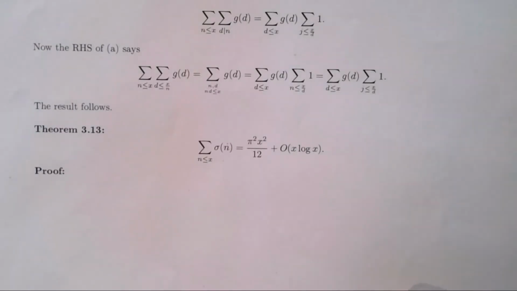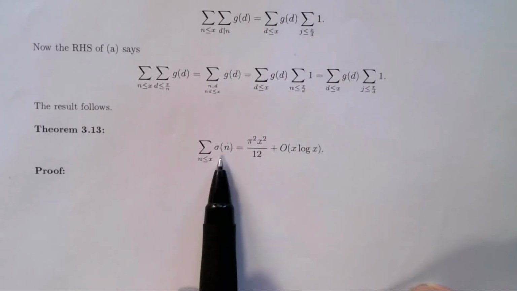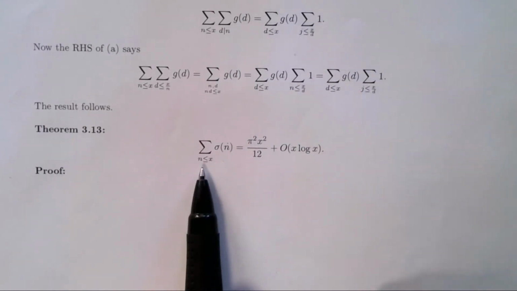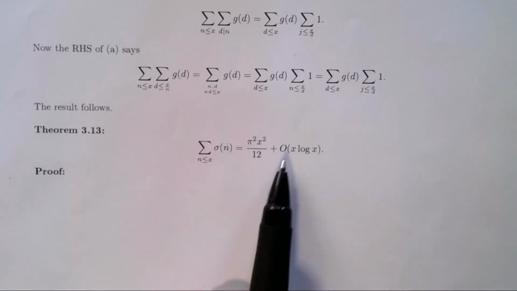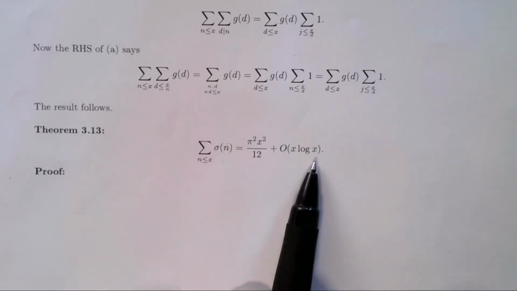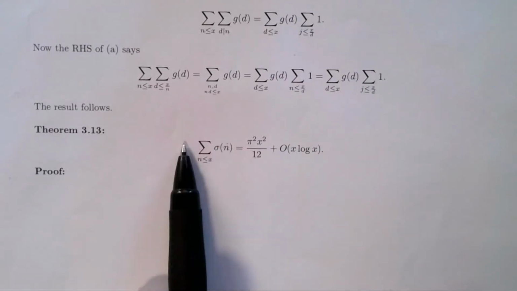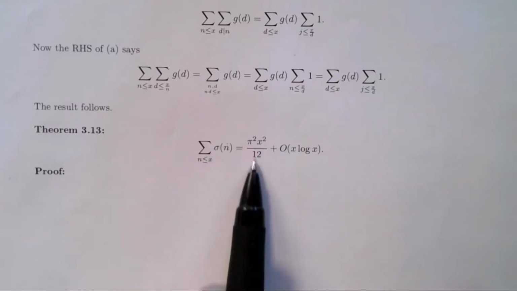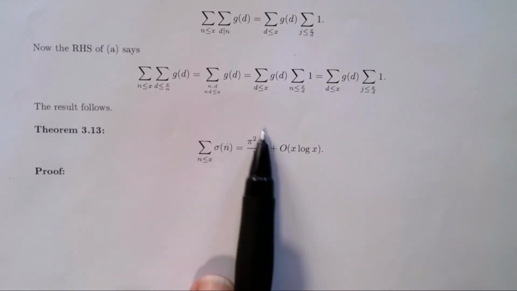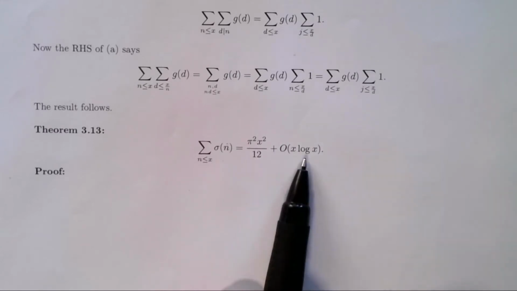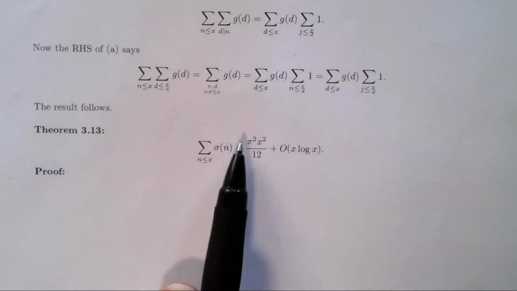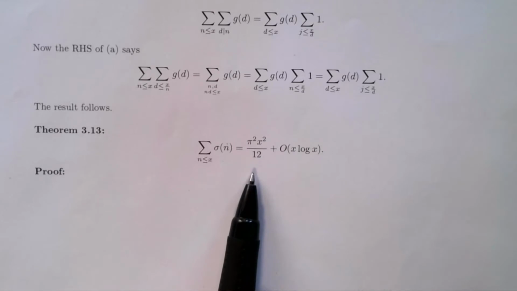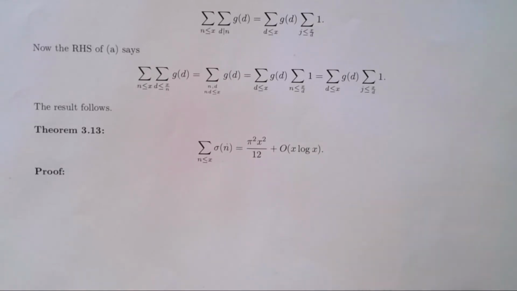We're going to show that the sum of the divisor function for n less or equal to x is equal to pi squared x squared on 12 plus big O x log x. So when we take the average of this, if I divide this by x, I get pi squared on 12 x, that's the line, plus big O log x. So the error's only about of order log x. And the gradient of the line approximately is pi squared on 12, as our picture seemed to indicate.